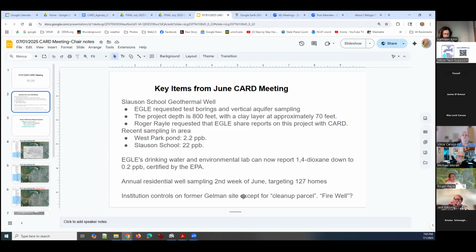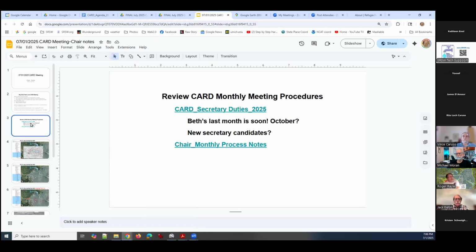And then, as Chris pointed out last meeting, that portion of the Gelman site is not subject to institutional controls. That was carved out because they're going to have been working with dioxane, and they don't have the same institutional controls that homeowners do, and so the fire well is still available apparently. Any questions on that before I go on?